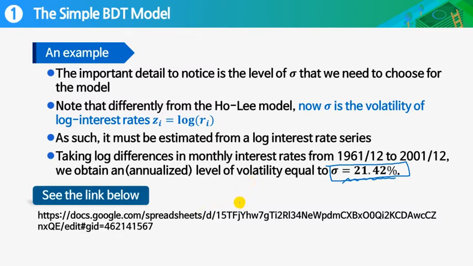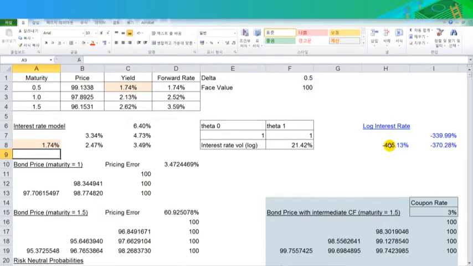Let's do it together. If you click this link, you can download the Excel file as follows. This is the Excel file. As before, we have data for the term structure of interest rates. The term structure means the shape of this yield curve, and as you know, those three columns all contain exactly the same information. Anyway, the interest rate model starts from this one as before, so 1.7%.